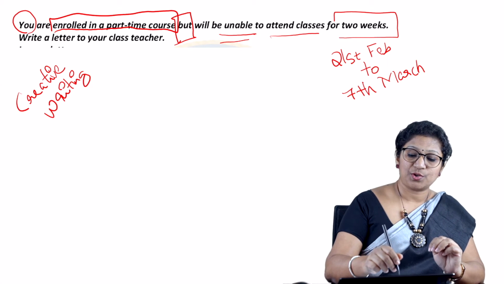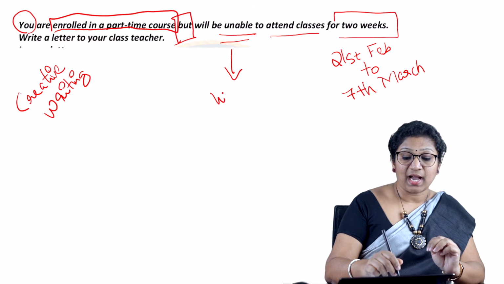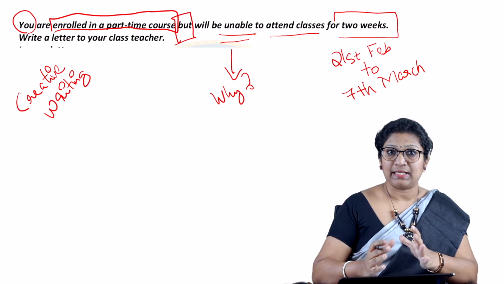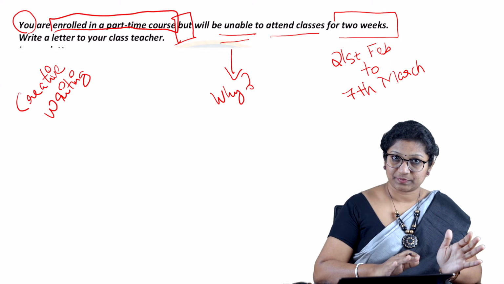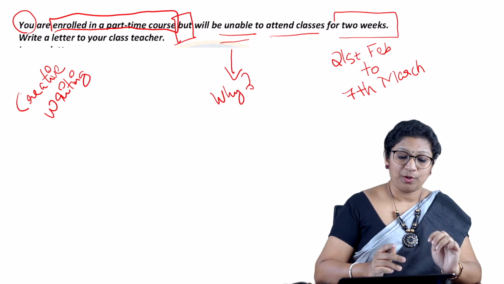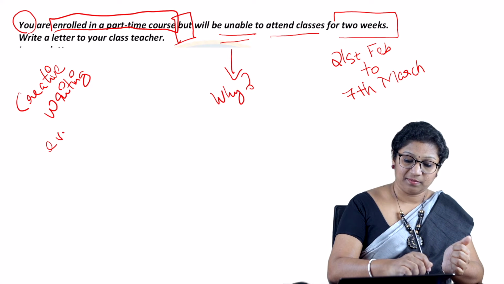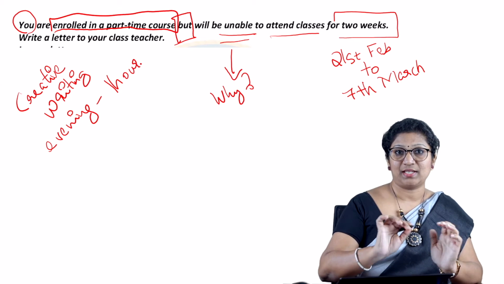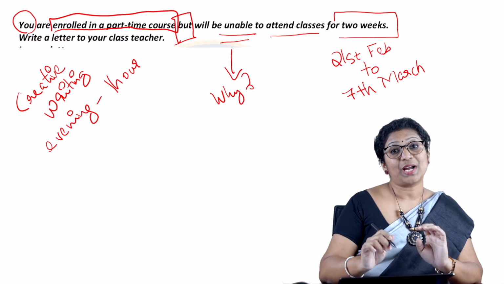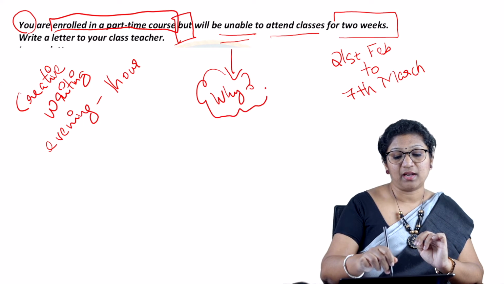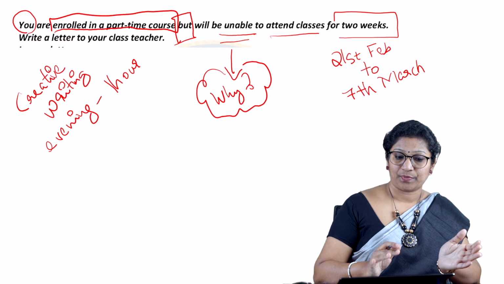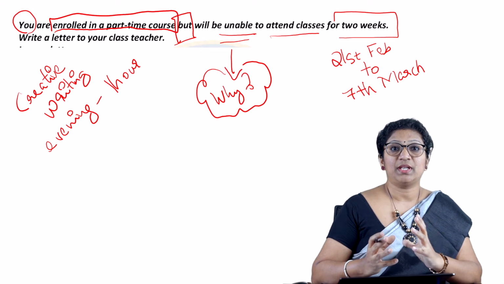Unable to attend. So you have to think of why you're unable to attend. What is keeping you from attending this part-time course? So part-time course again could mean maybe the classes are in the evening, or maybe it is just for 1 hour. Okay, so you can decide how you want it to be, but you also have to decide on your reason. This is the big part of your letter. Why are you unable to attend? So maybe you can take something very genuine.